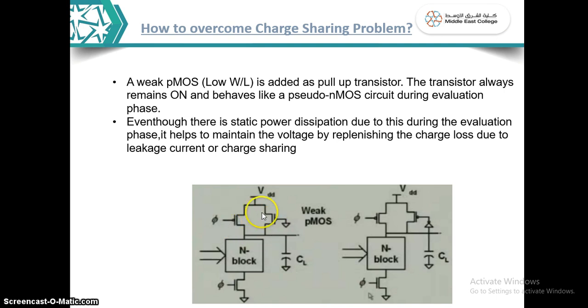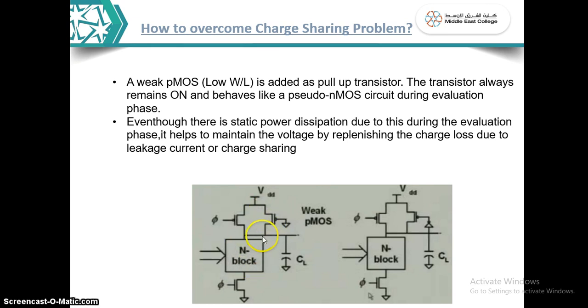The problem is, since it is always on, when you are in the evaluation phase and your NMOS network is on and you want to get a 0 output over here, you will get a 0 output because NMOS is strong enough to pass. But it has to fight with the current flowing through the NMOS, because at the same time this is also on. There is a direct path between VDD and ground. All these are on and this is already on. So there will be static power dissipation.